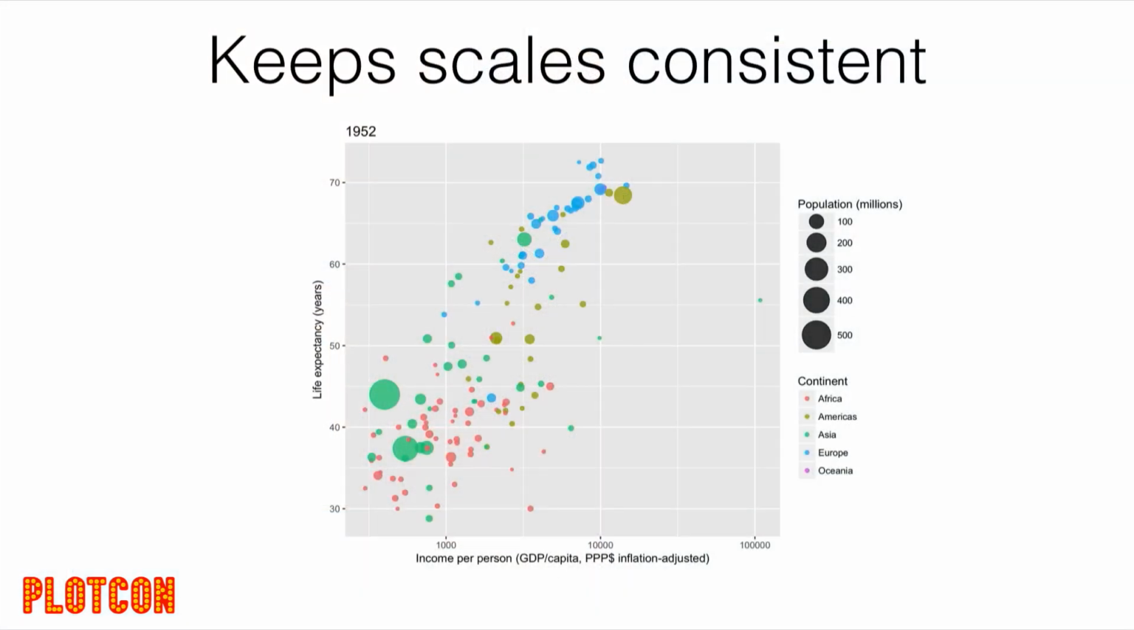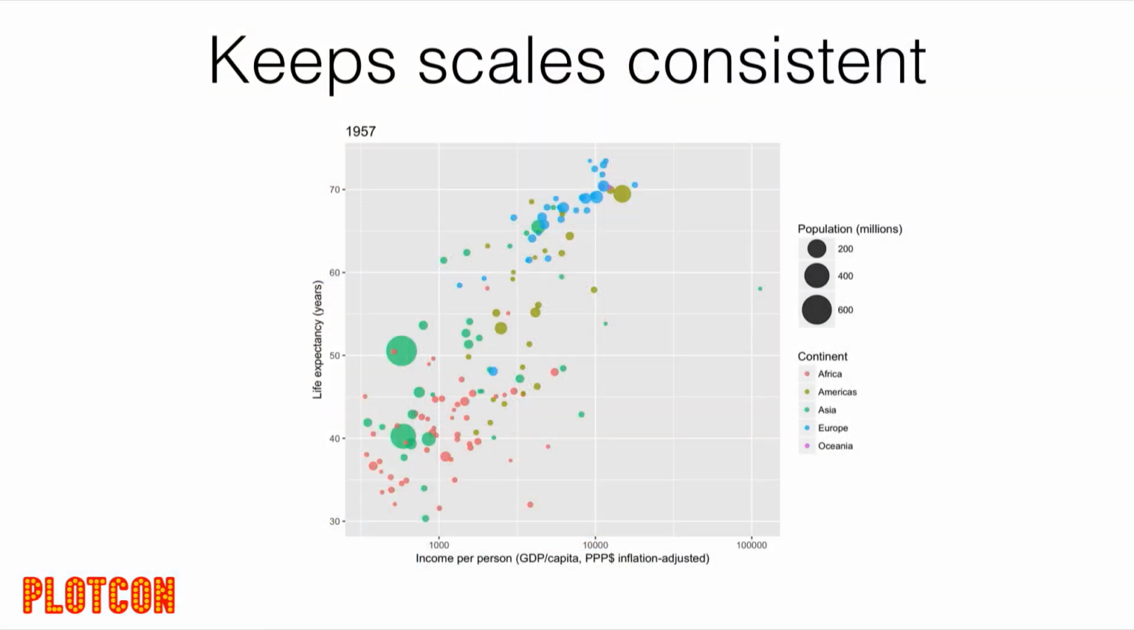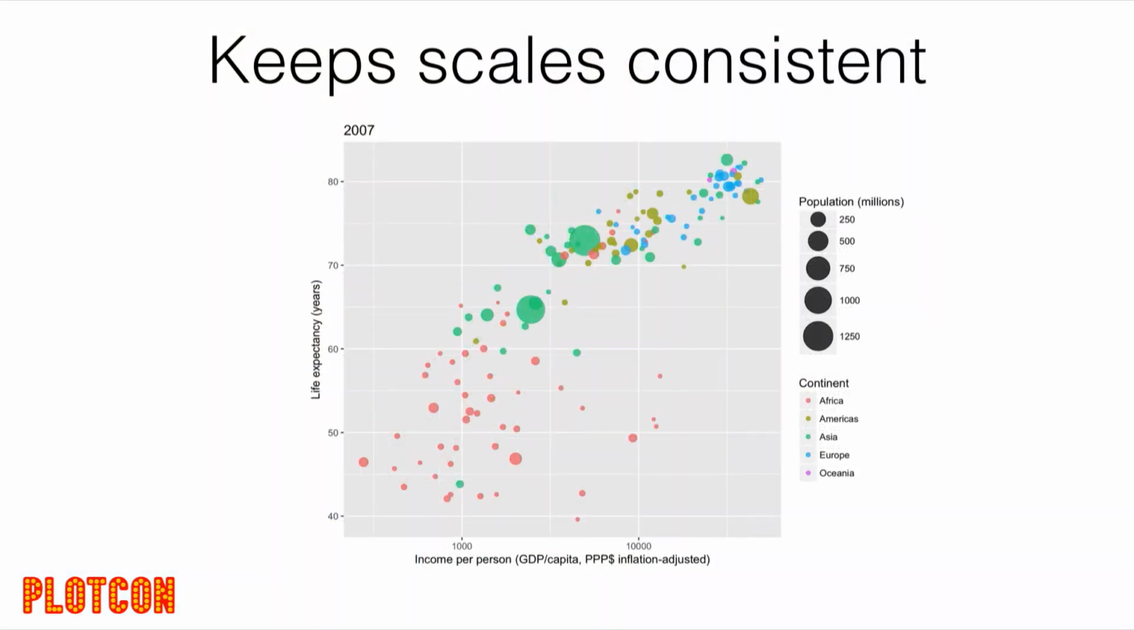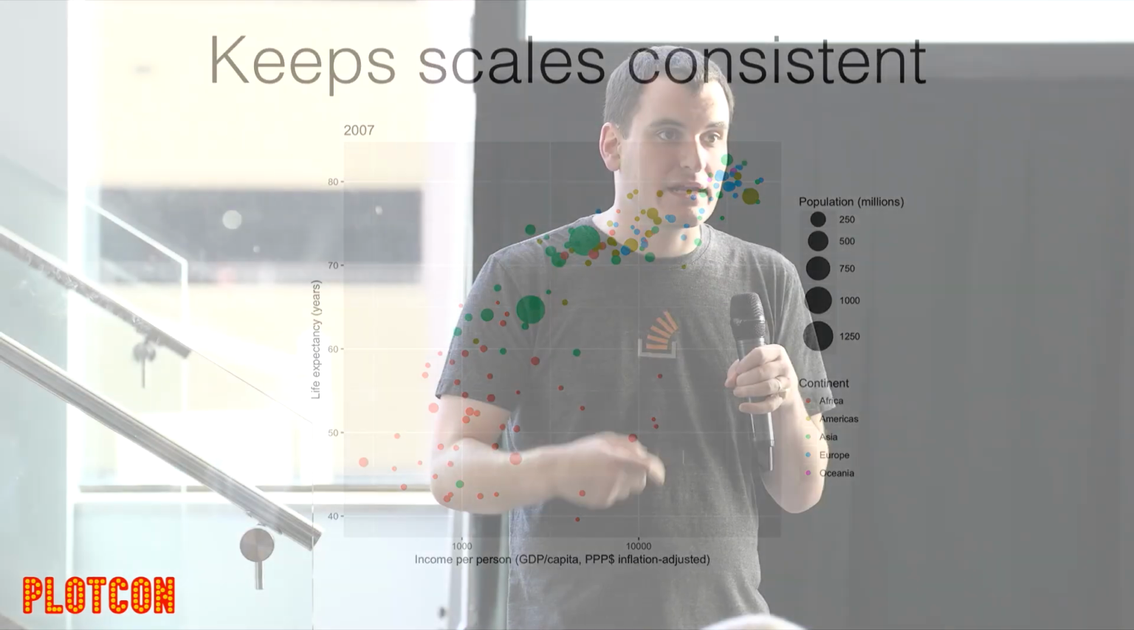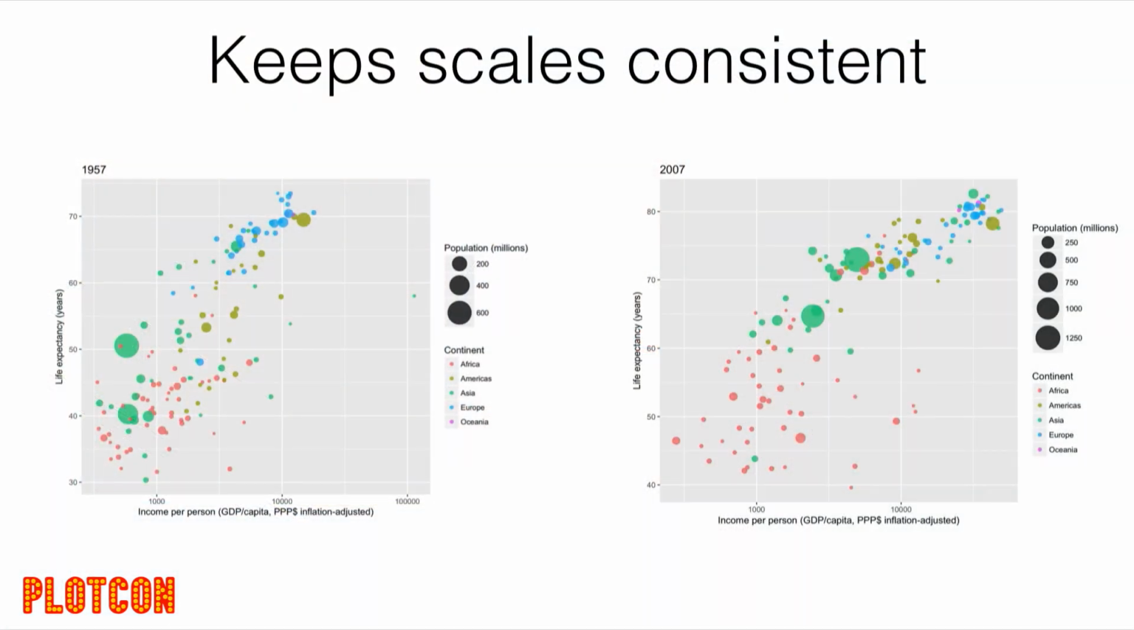Beyond that, you keep scales consistent, which is a real danger when you create animations with ggplot2, where it assigns its own legends and decides its own scales. If we created one plot for 52, it would look like this. One plot for 57, like this. One plot for 2007, skipping ahead, looks like this. And watching it as an animation, those look pretty good. Okay, you can understand it, until you compare them side by side. And you notice that, in fact, they have different y-axis scales and different size scales.